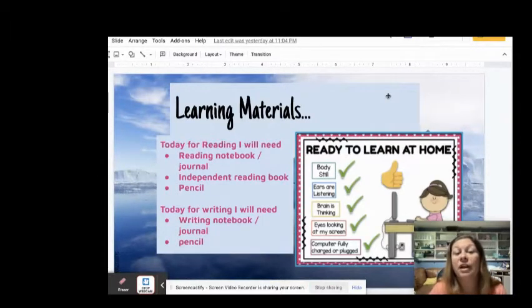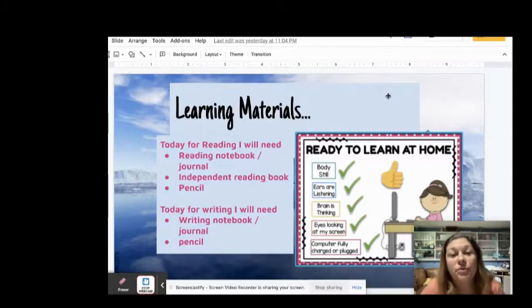You will need your reading notebook or journal, your independent reading book, and a pencil. And for writing, I will tell you again when we get to our writing lesson what you need. You will need your writing notebook or journal and a writing instrument such as a pencil.